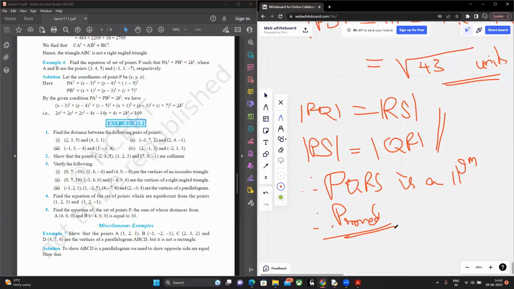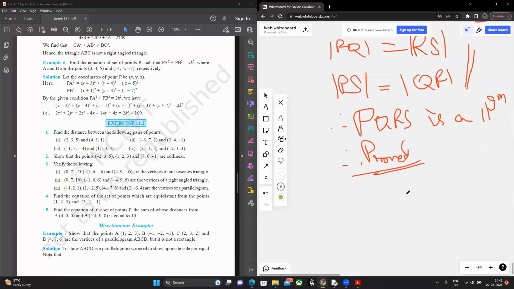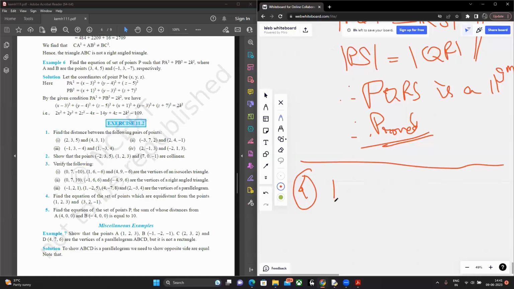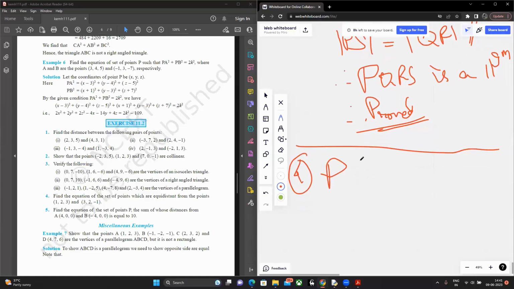All right. Going to question number 4. Find the equation of the set of points which are equidistant from the points 1, 2, 3, and 3, 2, minus 1. Let one of these points P be X, Y, Z.